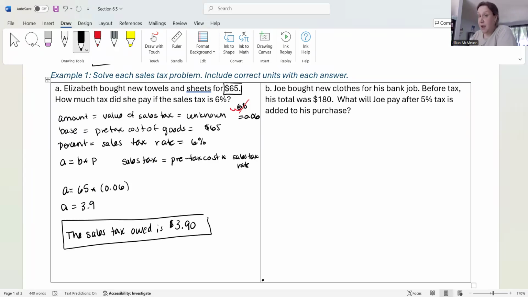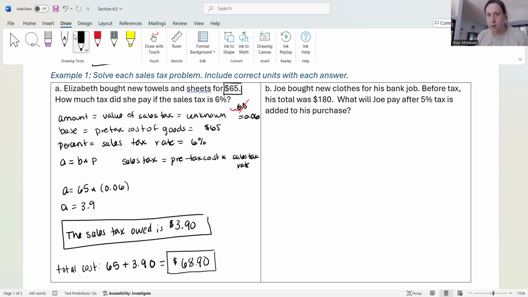Now, this problem didn't ask for it, but just for the sake of practice, let's find the total cost. Remember, I told you the total cost is the pre-tax cost plus sales tax. So if we were to take the pre-tax cost of these sheets and towels, it was $65. We want to add the sales tax, which is $3.90. So the total amount that's actually paid is $68.90. So that's how much Elizabeth would have actually given the cashier. Okay? All right, so that is example 1, part A.